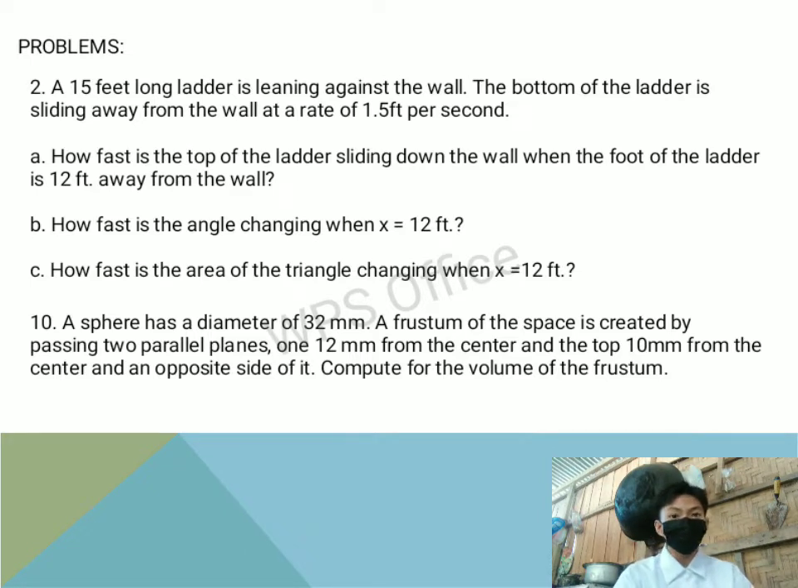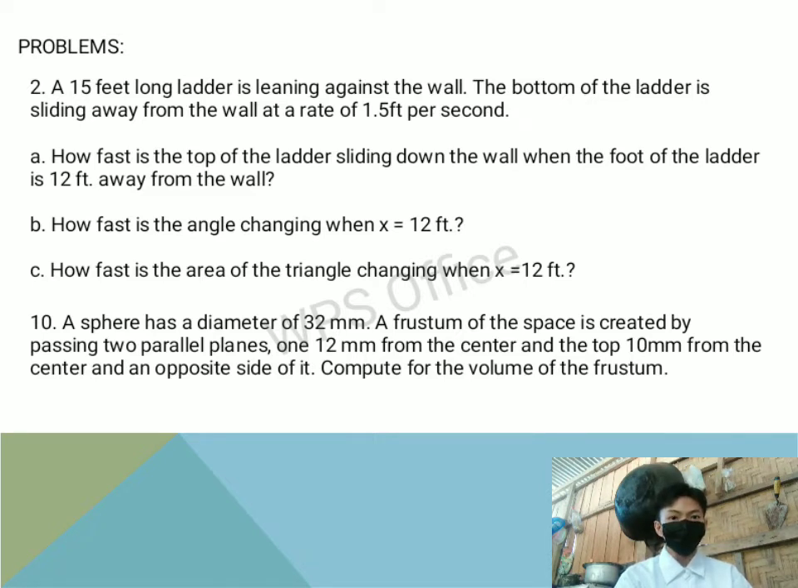A. How fast is the top of the ladder sliding down the wall when the foot of the ladder is 12 feet away from the wall? B. How fast is the angle changing when x is equal to 12 feet? C. How fast is the area of the triangle changing when x is equal to 12 feet?